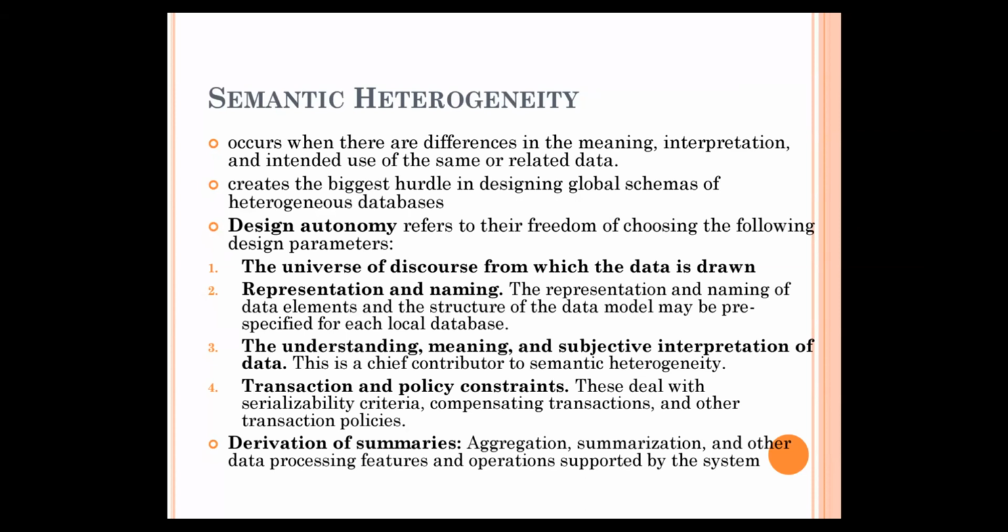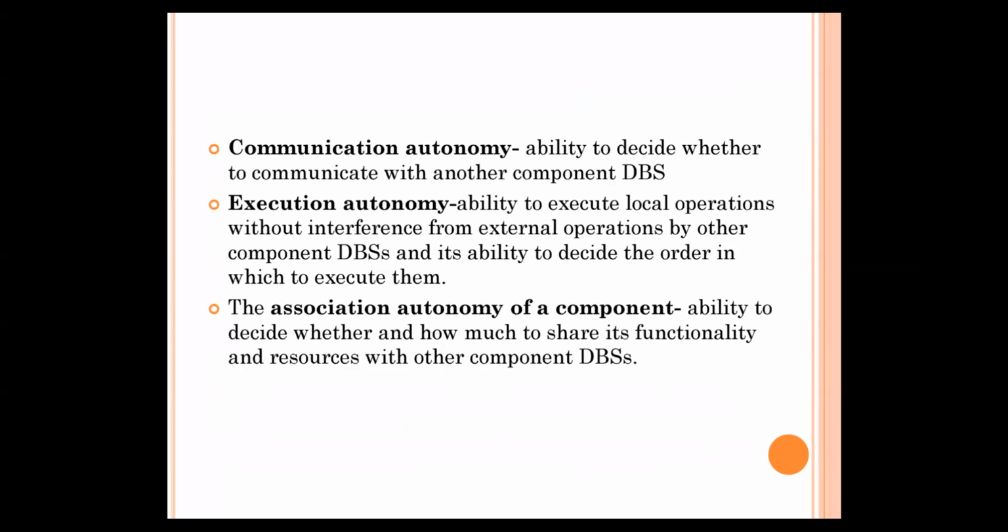Communication autonomy is the ability to decide whether to communicate with other components in the distributed system. Execution autonomy is the ability to execute local operations without interference from external operations by other components, and the ability to decide the order in which they execute. We cannot go with common things in the case of execution autonomy also.